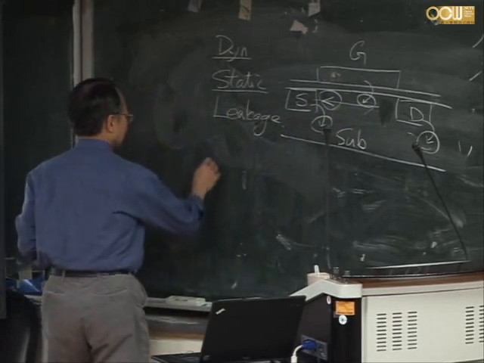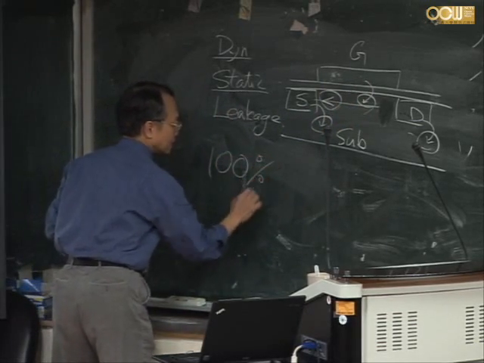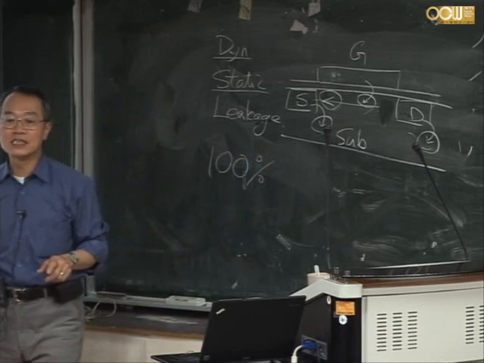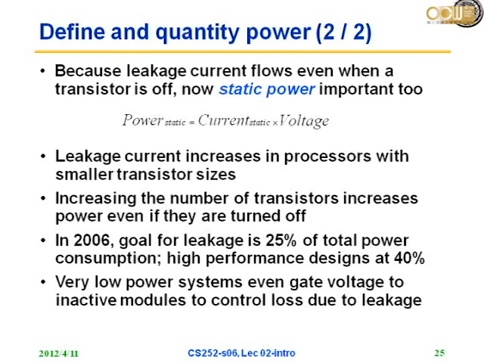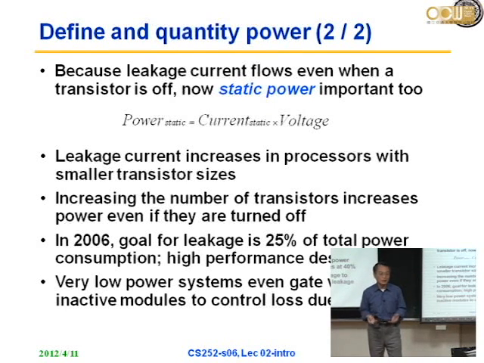Tell me, for 100% power consumed, how much is the leakage power? For 100% of power consumed, how much is the leakage? Give me a guess. 20? You say 20? Over 70. Over 70% of the power is leaked. Leaked away. Did nothing, just wasted.